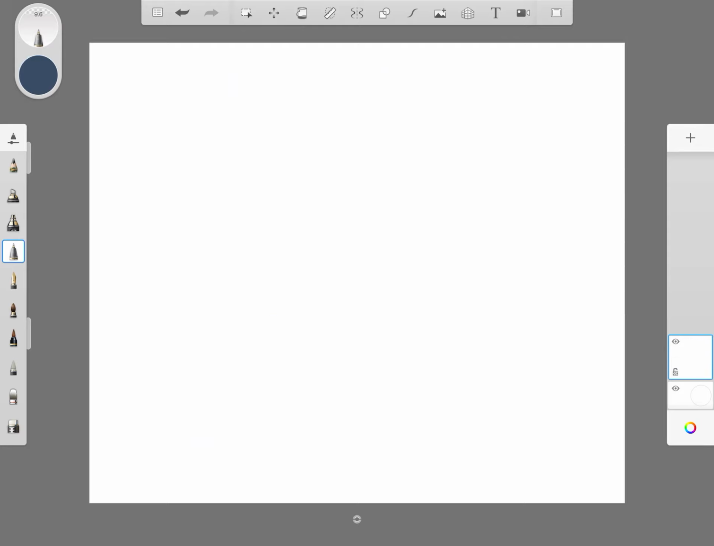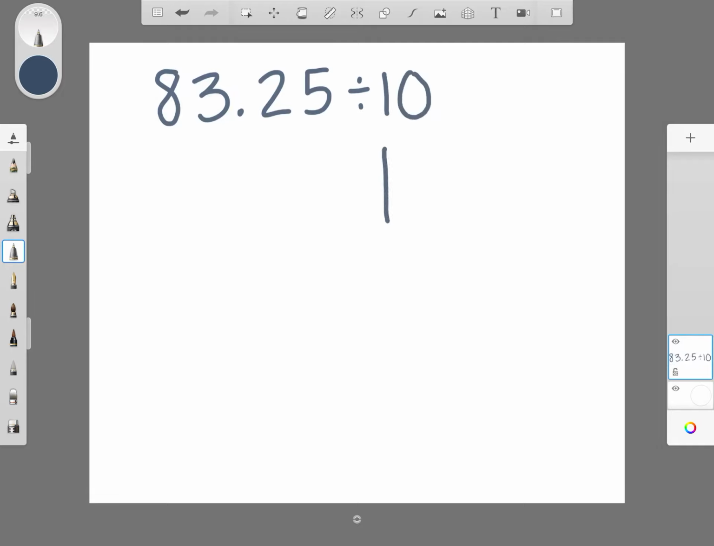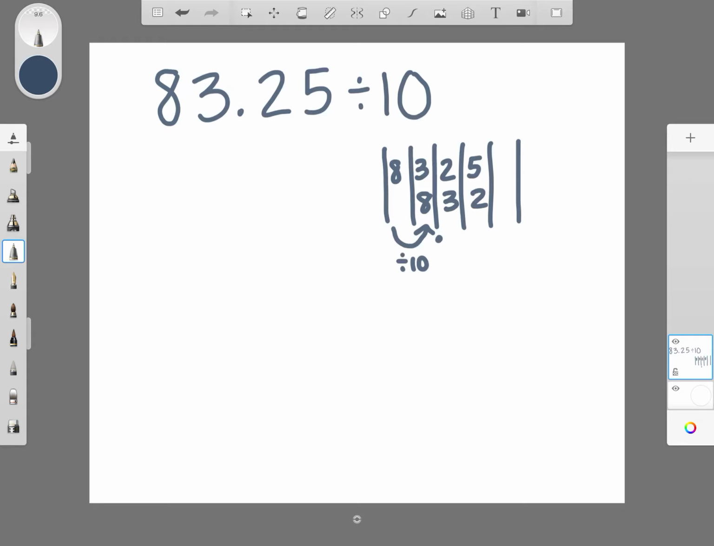Okay, let's say we have the number 83 and 25 hundredths, and we're going to divide that by 10. Now a quick review when we did this on the place value chart. Let's make our number right here, 83 and 25 tenths. When you divide by 10, remember the whole number would move this direction whenever we divided by 10. Making the quotient 8 and 325 thousandths.